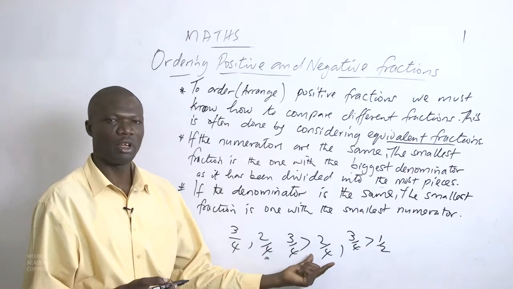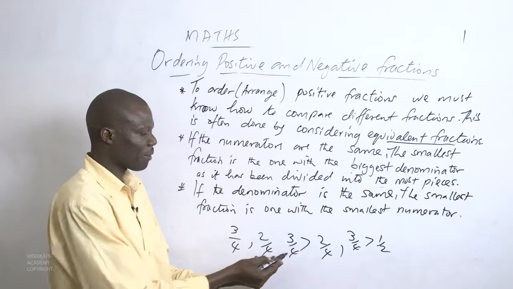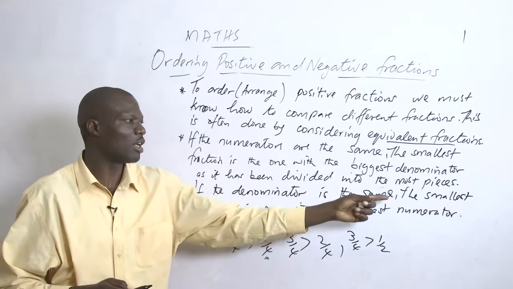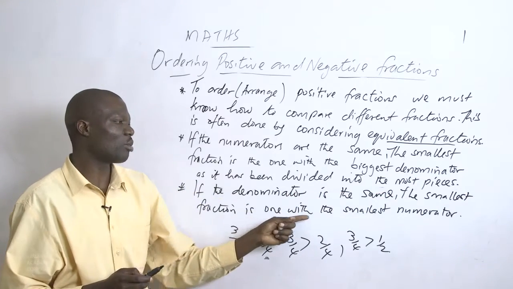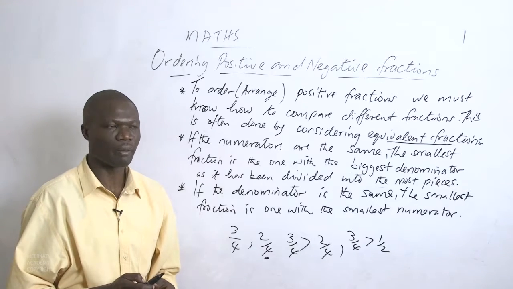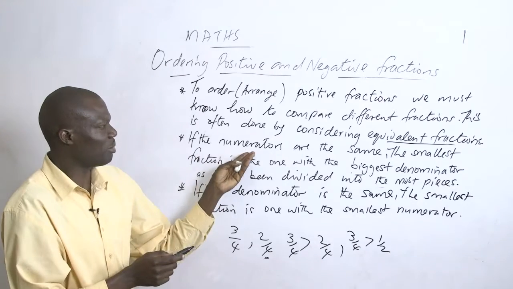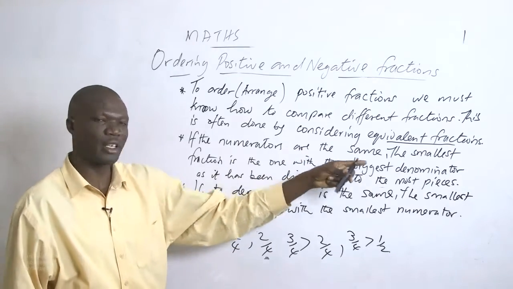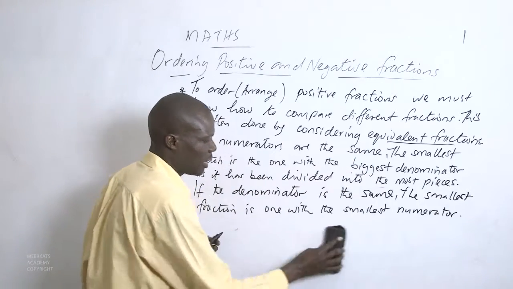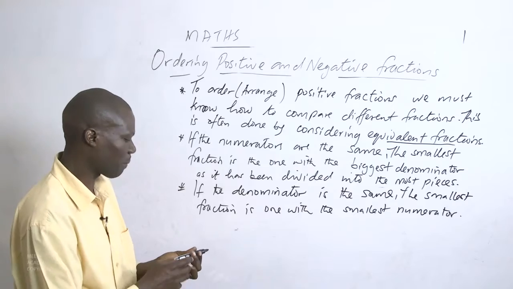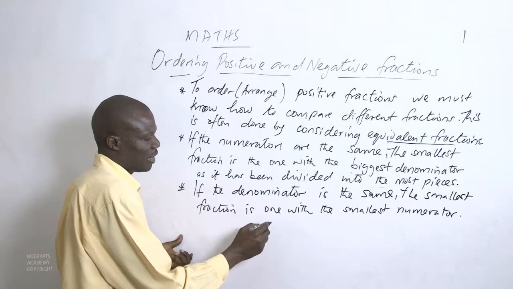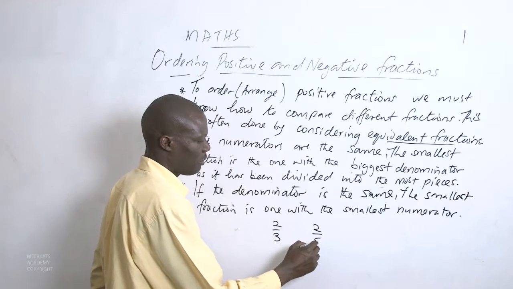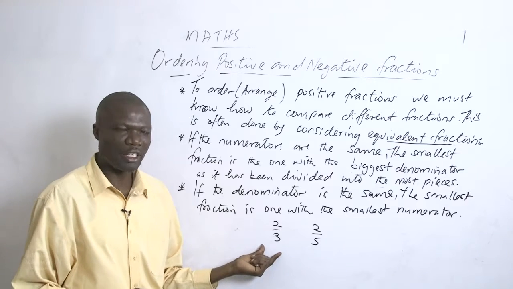We first made them equivalent, and then we looked at the behavior of the denominators, and we are told by this point that if the denominators are the same, then the smallest fraction is the one with the smallest numerator. Now, for this other point, they are saying if the numerators are the same, then the smallest fraction is the one with the biggest denominator. And why do we say that? It is because of what I'm going to show here. Let us take any number. Let us take 2 over 3, and 2 over 5. 2 over 3 and 2 over 5.